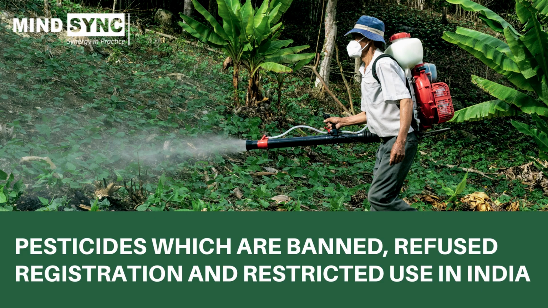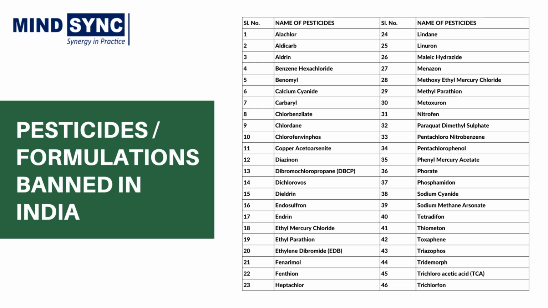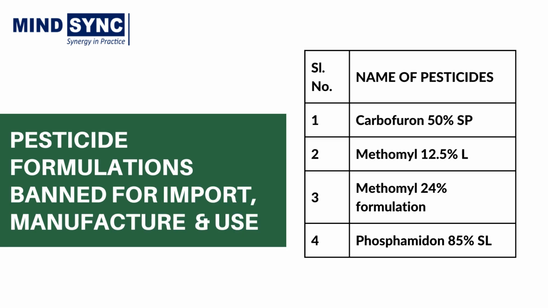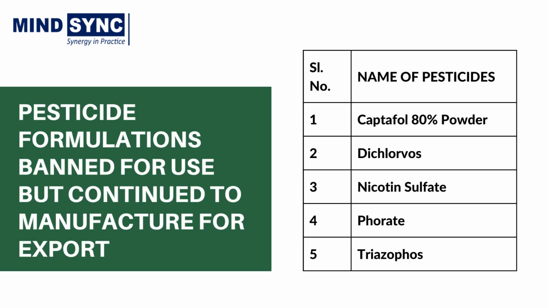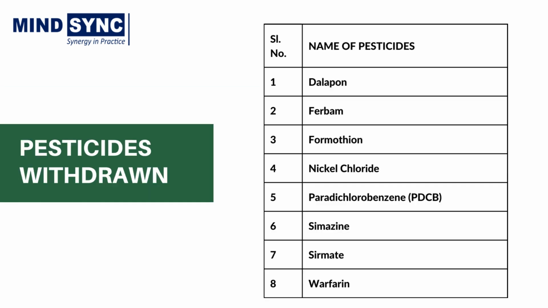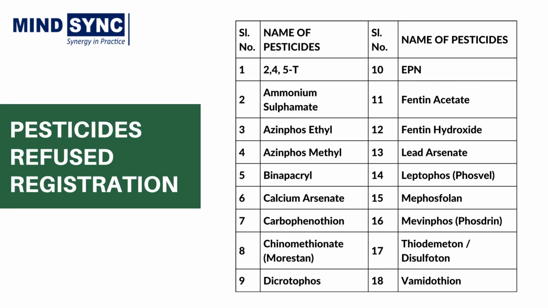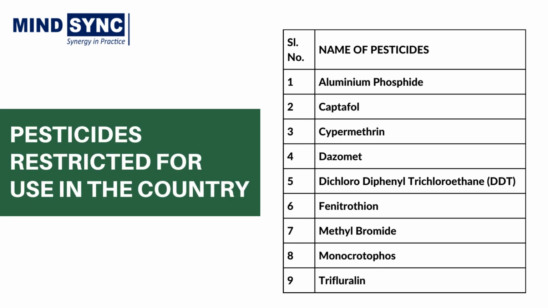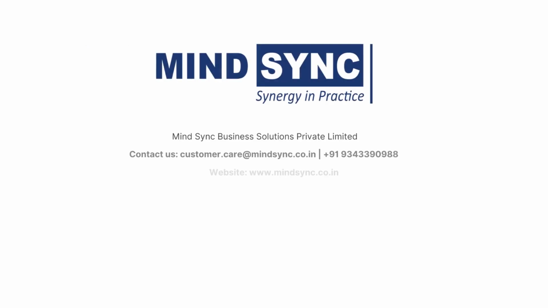There is a list of notified insecticides which are banned, or refused registration, or restricted for use in India. Some of the examples are calcium cyanide, trichloroacetic acid, carbapenem, nicotine sulfate, nickel chloride, lead arsenate, dichlorodiphenyl trichloroethane DDT, and many more such insecticides are added by the government from time to time.